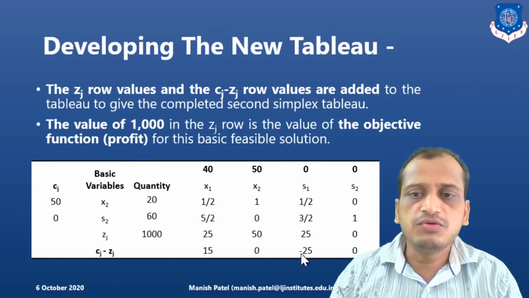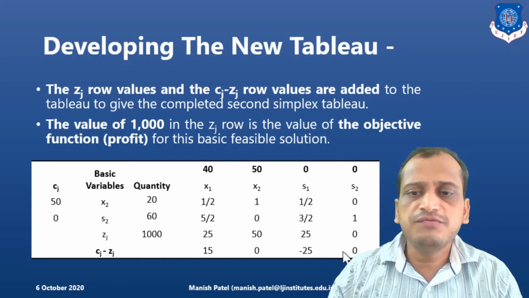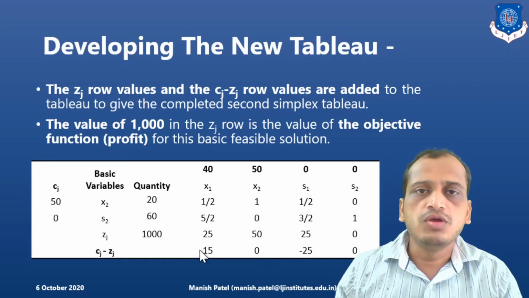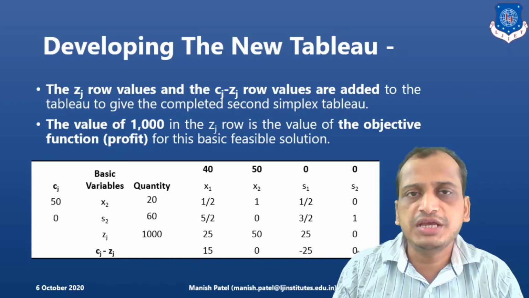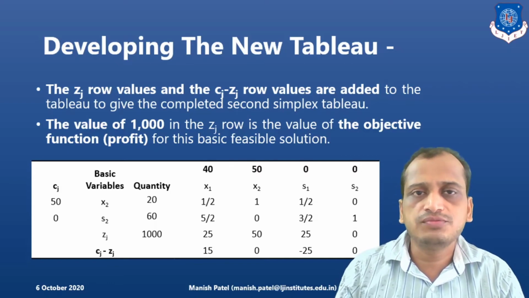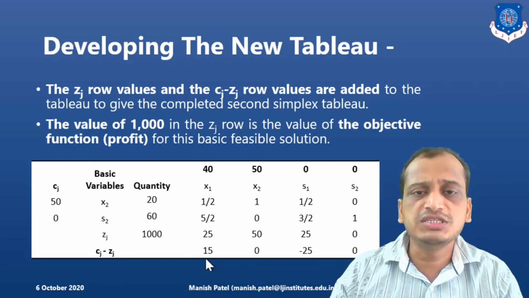0 minus 25 equal to minus 25, and 0 minus 0 equal to 0. Now, what will we select here? We will select the maximum positive value. If we get all values as negative in a maximization case, we have attained the optimal solution. But here there are still chances of optimization. So we will select the maximum positive value, which is 15.